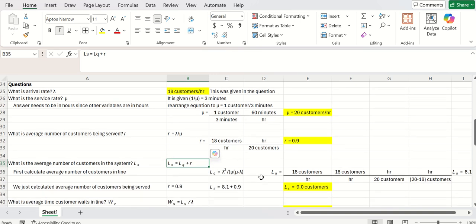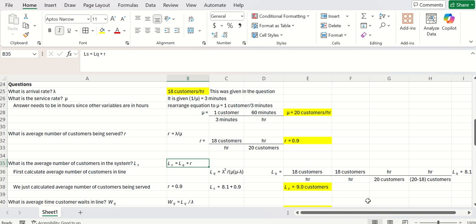L sub Q is lambda squared. Lambda is 18 customers per hour, so I'm doing that twice, 18 customers per hour, 18 customers per hour. We're going to divide that by mu. See how we're dividing? We have 20 in the bottom, 20 customers per hour. And then we're also dividing it times mu minus lambda. Mu is 20, lambda is 18.